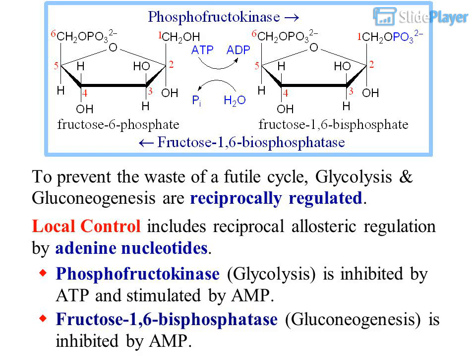4. To prevent the waste of a futile cycle, glycolysis and gluconeogenesis are reciprocally regulated. Local control includes reciprocal allosteric regulation by adenine nucleotides. Phosphofructokinase, glycolysis, is inhibited by ADP and stimulated by AMP. Fructose 1,6-bisphosphatase, gluconeogenesis, is inhibited by AMP.